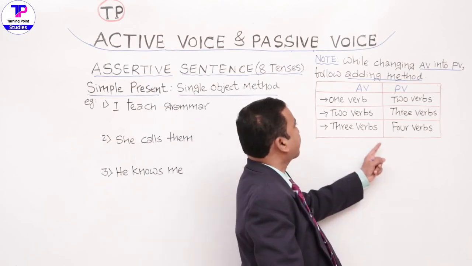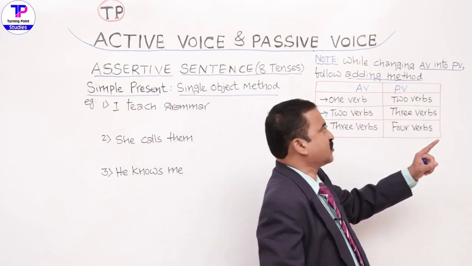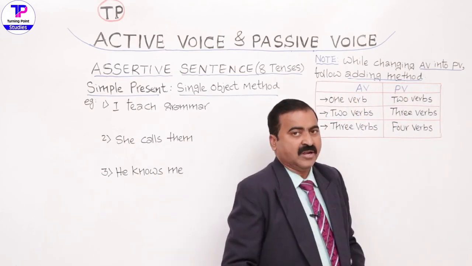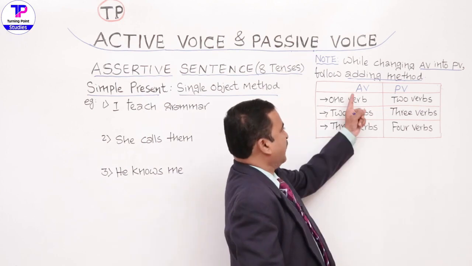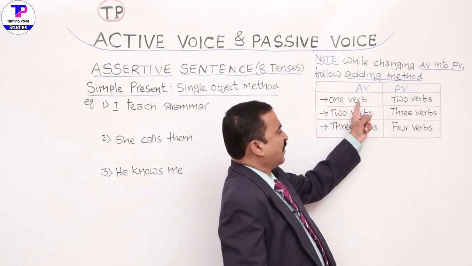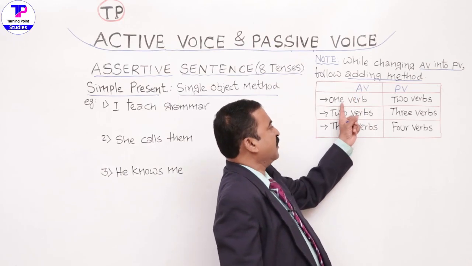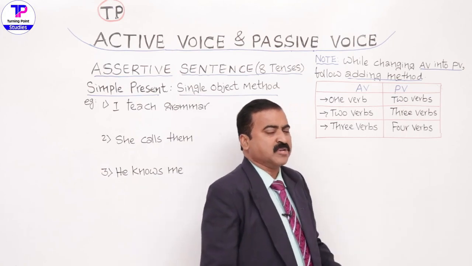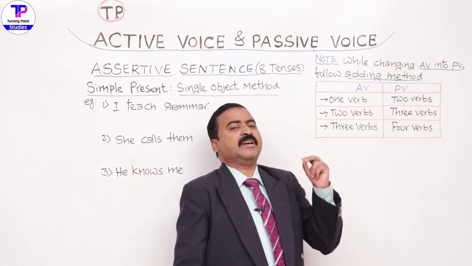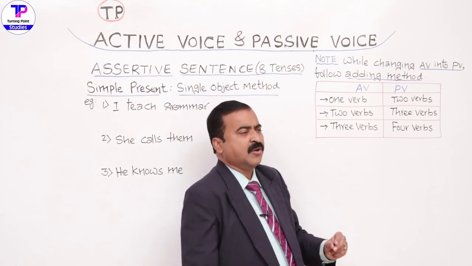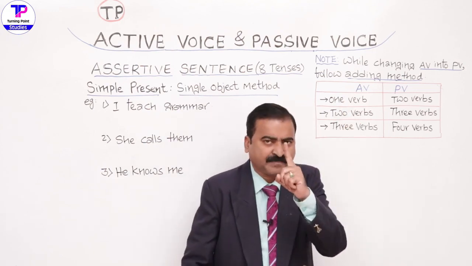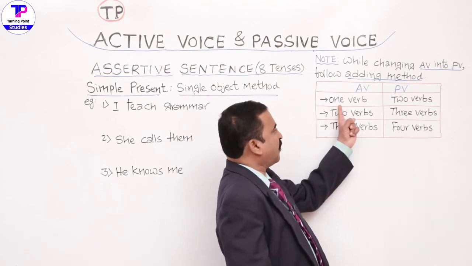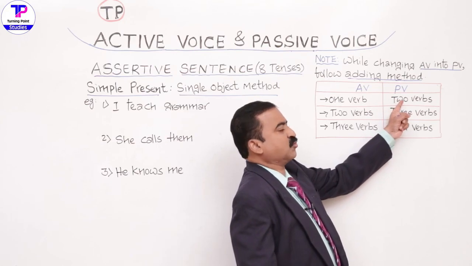All of you listen. See only the underlined words. Active into passive, follow adding method. What is that adding method? In active voice, if there is one verb, in passive voice, we have to write 2 verbs. For every verb, you have to add one. Only one. For any verb, you have to add one, that's all. When one verb is there, plus 1 becomes 2 verbs.